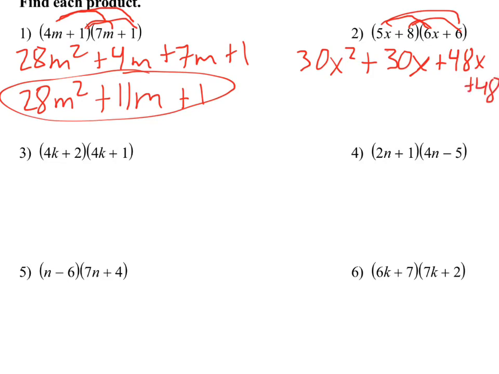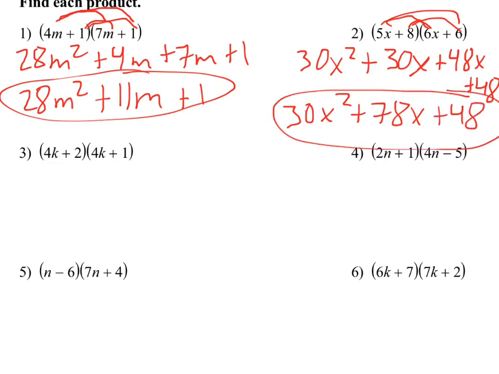Combine the like terms, which are basically the x terms, and it's always going to be like that on this assignment. The two things I have an x with them. 30x plus 48x is going to give you 78x. And then plus 48 on the end, and that one's done too.